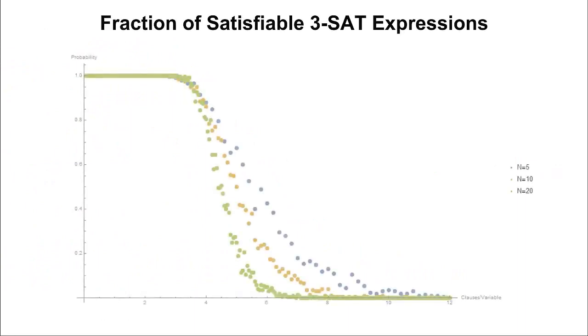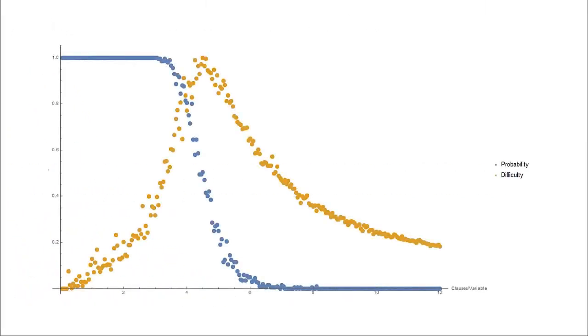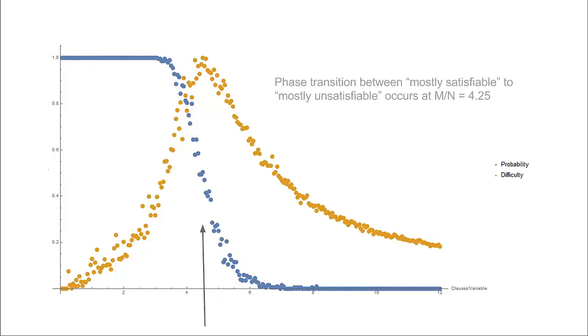We can extend this and look at the 3-SAT scenario. Here's the same plot of the probability that any given expression in the 3-SAT class will be satisfiable. Observe that in the 3-SAT case, the plot is much sharper than in the 2-SAT case. When one also looks at the difficulty of solving these problems, there's a pretty clear critical ratio. It turns out that this is a phase transition between mostly satisfiable and mostly unsatisfiable, and that for the 3-SAT case, this occurs at a ratio of 4.25 for clauses per variable.